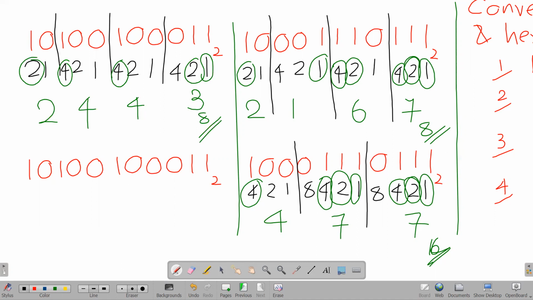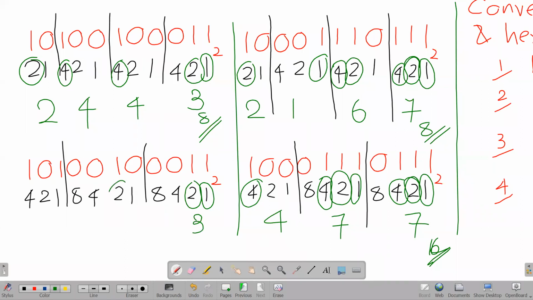For the hexadecimal, here come the groups. So the 1, 2, 4, and 8. 1, 2, 4, and 8. And this is 1, 2, and 4. So the place values that we are considering are 2 and 1. Gives you 3. Just 2 gives you 2. Just 1 and 4. That means 5. Right. So 523 in hexadecimal.